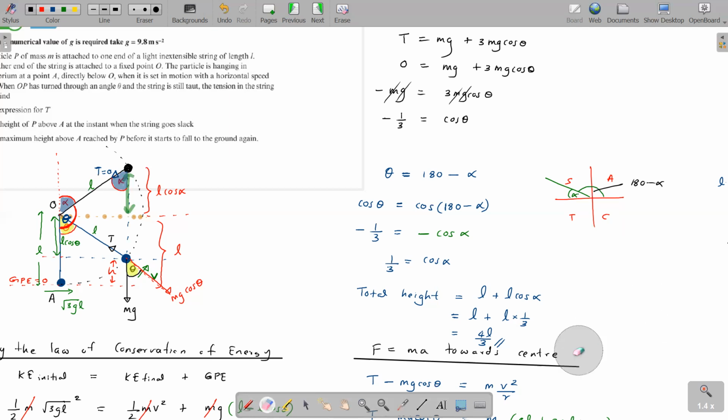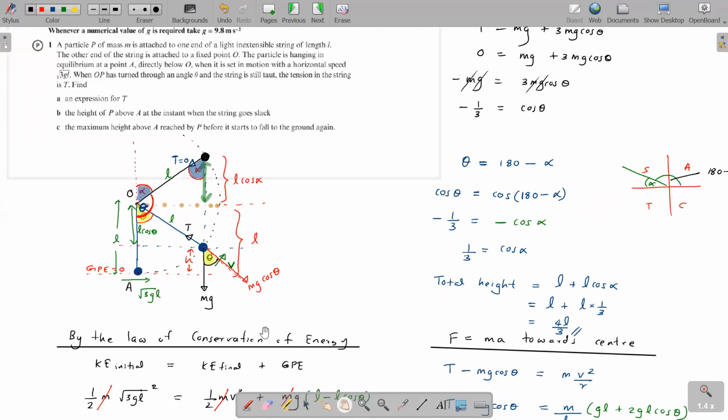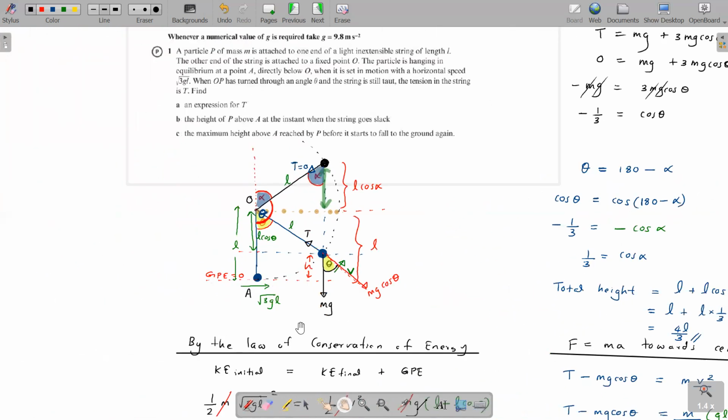Okay. So just recall that if you don't remember, because it's important that you are able to convert an obtuse angle ratio to an acute angle ratio, to make your life easier. All right, part C, they ask you to calculate the maximum height above A. A is the lowest point here, right? They're asking you to find the maximum height above A reached by P before it starts to fall to the ground. Okay, so what does that mean?